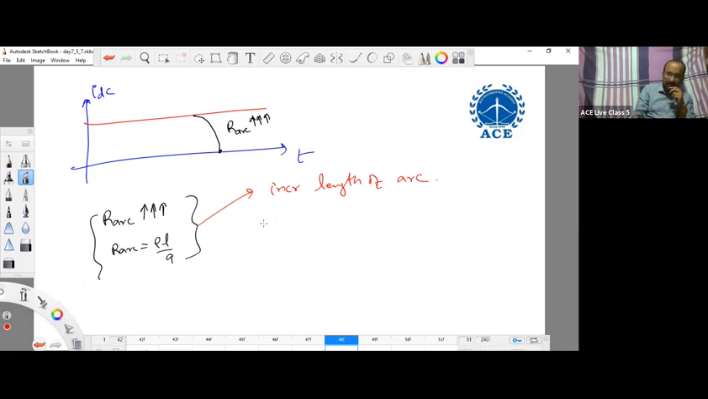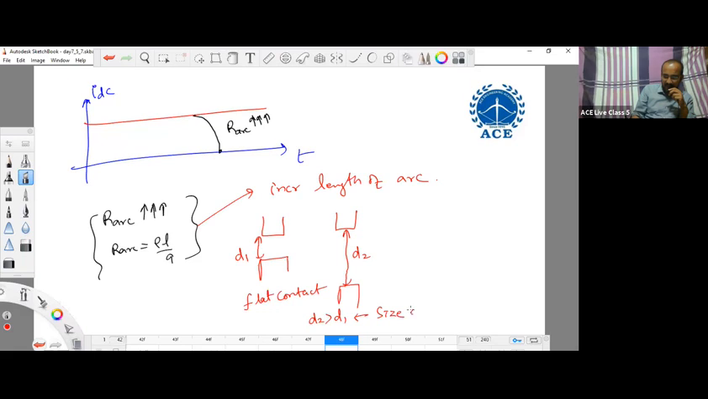Suppose you are using flat contacts. This is the spacing between the contacts, but if you increase the spacing, what happens? D2 is greater than D1. So the size of the circuit breaker should increase or not? The size of the circuit breaker also increases.